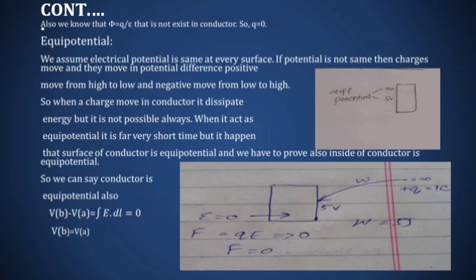We assume electric potential is the same at every surface. If potential is not the same, then charges move because of the potential difference. It means positive charges move from high to low, and negative charges always move from low to high. When charge moves in a conductor, it dissipates energy, but that is not always possible. Equipotential holds for a very short time, but it happens that the surface of a conductor is equipotential, and we have to prove that the inside of the conductor is also equipotential.